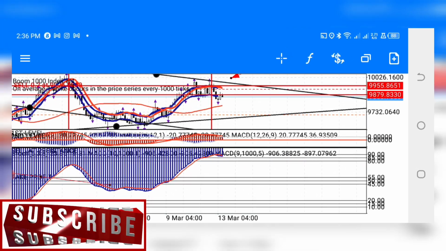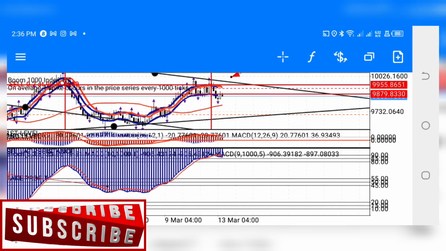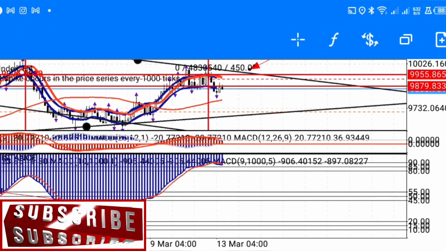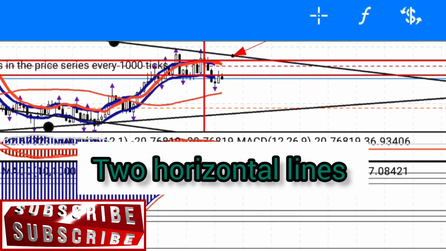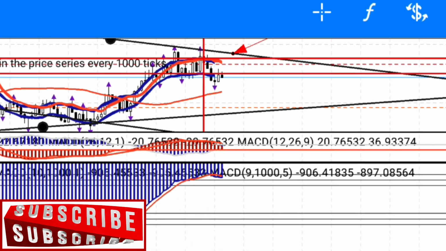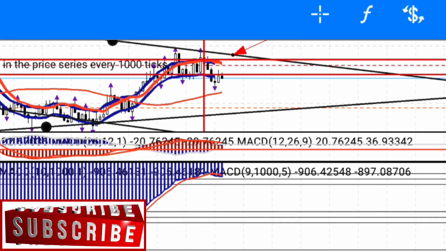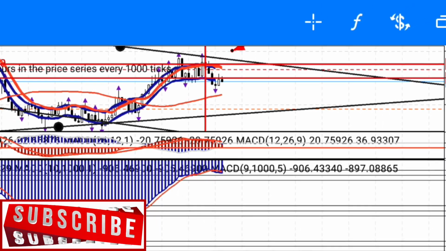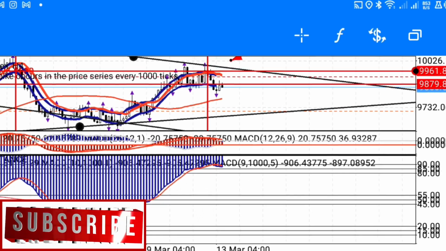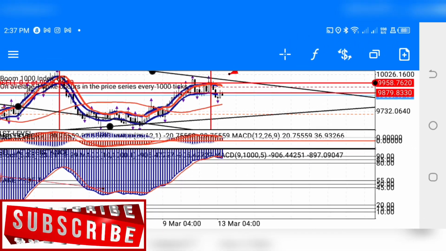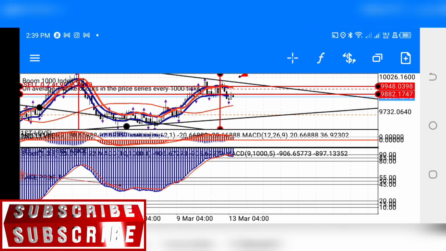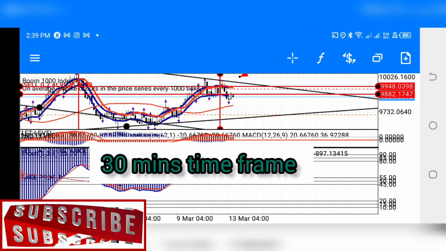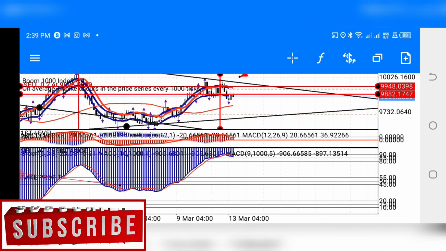After you have seen that the market has gotten towards the overbought level on the 4 hours time frame, the next thing to do is to draw your two horizontal lines you're seeing here. Very important. This is the first horizontal line on the first layer of the indicator, and this is the second horizontal line on the second layer of the indicator. Once you've done that, you switch towards your 30 minutes time frame.